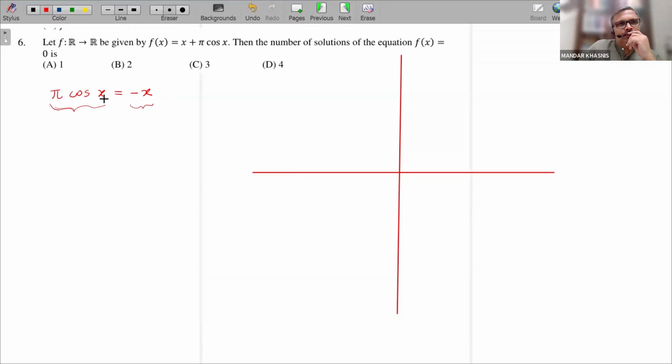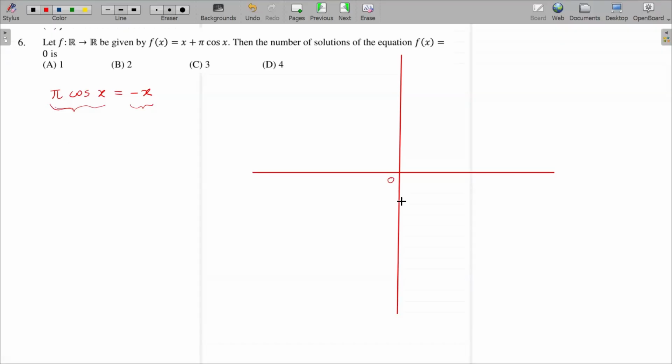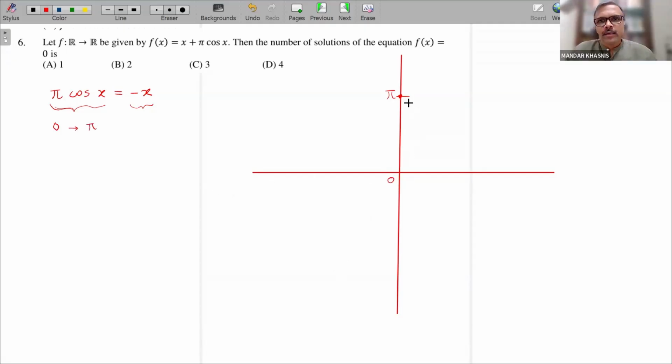Can I plot pi cos x for a few known values at least? If we know the sketch of cos, it is just scaled up by pi units. So cos means at zero, the value is pi. Now it will start coming down, and at pi by 2 it is going to be 0. So it will simply come down and become 0.